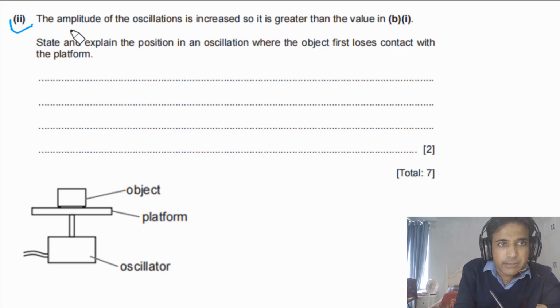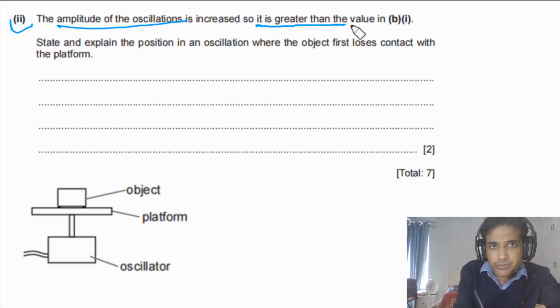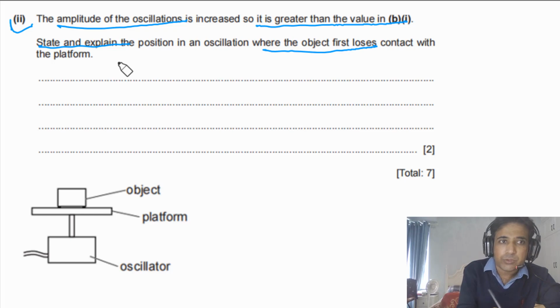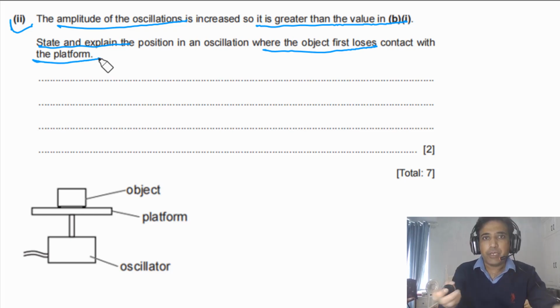answer. Second part says the amplitude of the oscillation is increased, so it is greater than the value in B1. State and explain the position in an oscillation where the object first loses contact with the platform. As we discussed before, the maximum downward acceleration of the object is equal to g. Maximum downward acceleration of this object is equal to g. And when the acceleration of the oscillator, meaning the downward acceleration of the oscillator, is greater than g, it will lose contact.